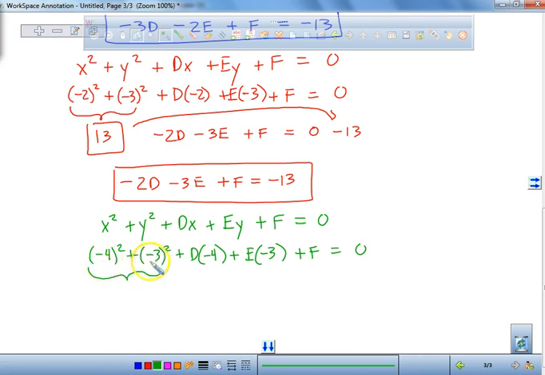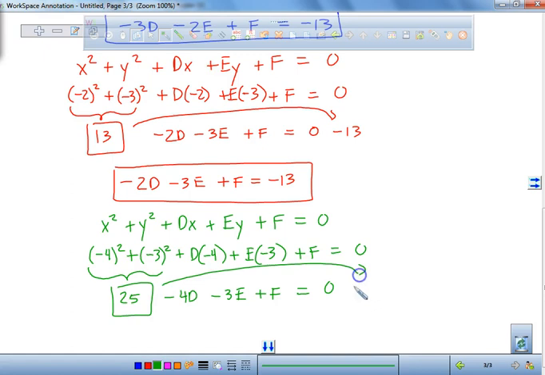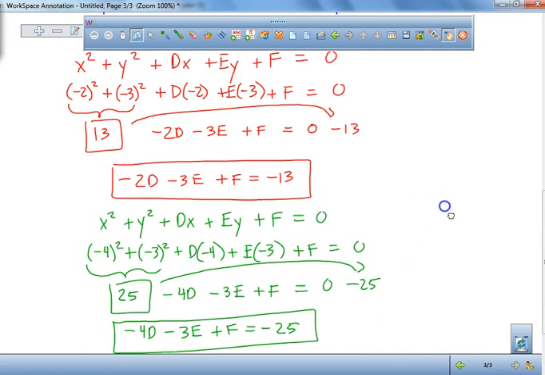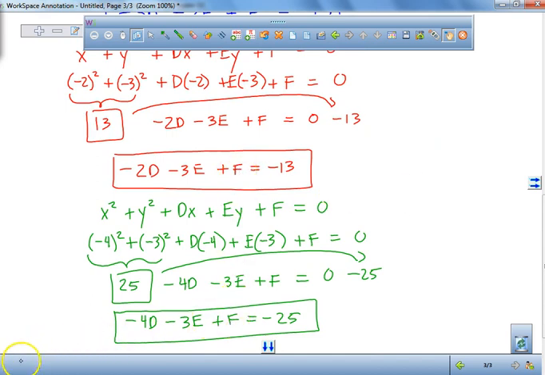That becomes a 16, that becomes a 9, together they become a 25. This becomes minus 4D, this becomes minus 3E, this becomes 1 positive F, and it equals 0. Last but not least, I'm going to take the 25 once again, throw it across, and make it a negative 25. So here's your final equation. Don't gouge your eyes out just yet. You might need them later. There you go. I'm going to scroll down and see if you should have your second, third, and first.